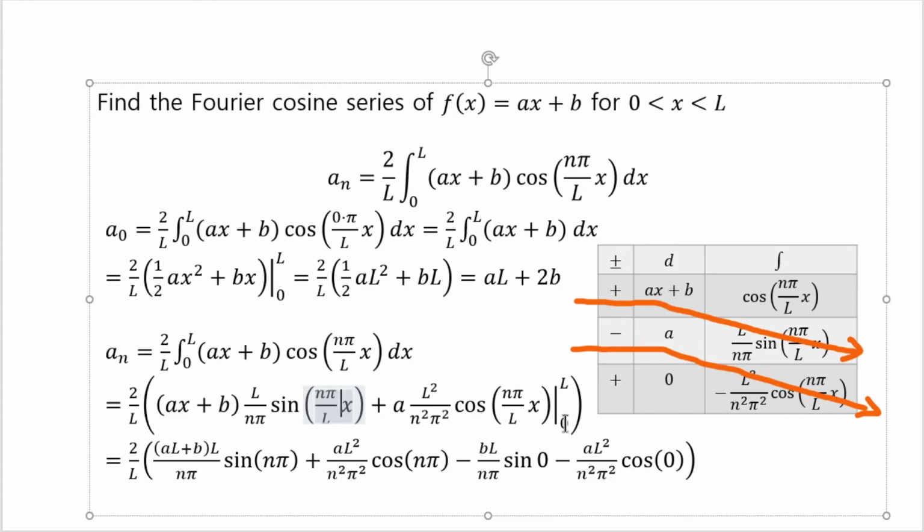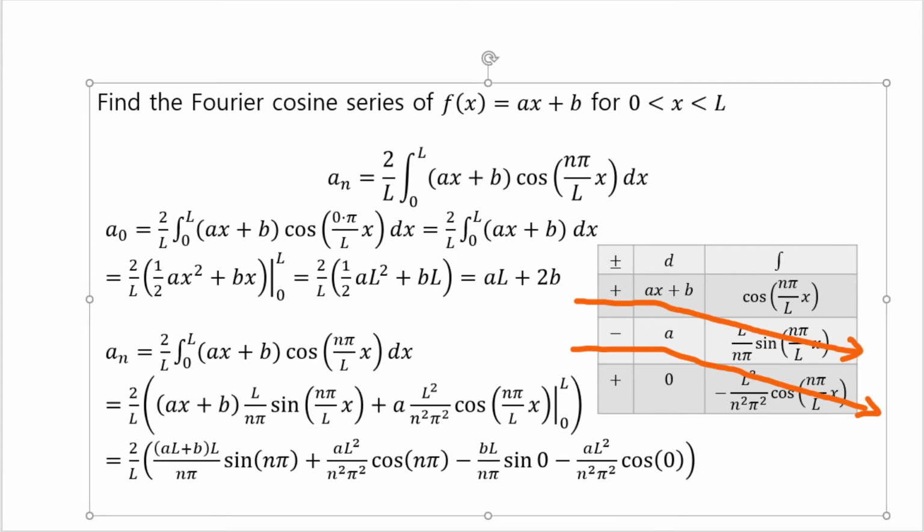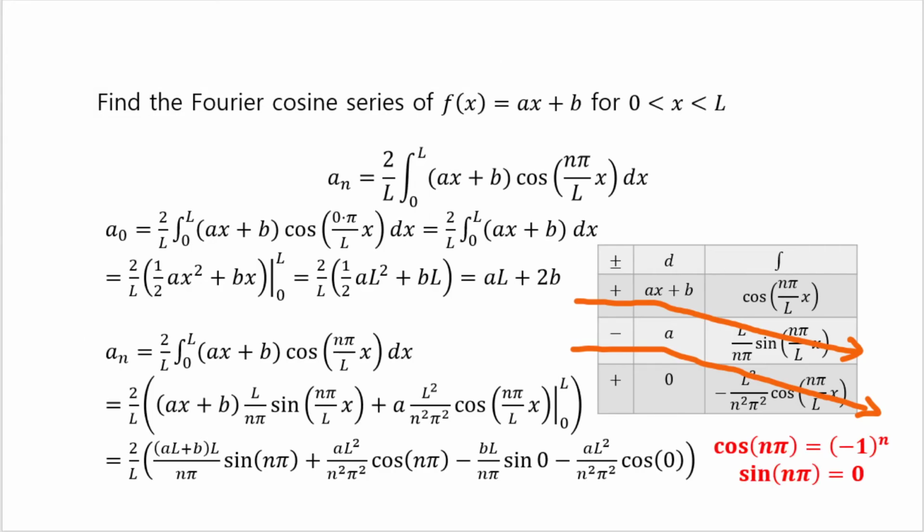Then you have to subtract, and you have to plug in 0, so you plug in 0 here, plug in 0 here. Now notice that although sine 0 is 0, cosine 0 is not 0, it's 1. So this plugging in 0 does do something in this case. Okay, so you have to make sure that you plug in both L and 0, right? Okay, so what do we do? At this point, you have to know these two important formulas. Cosine n pi is (-1) to the nth power, and sine n pi is 0.